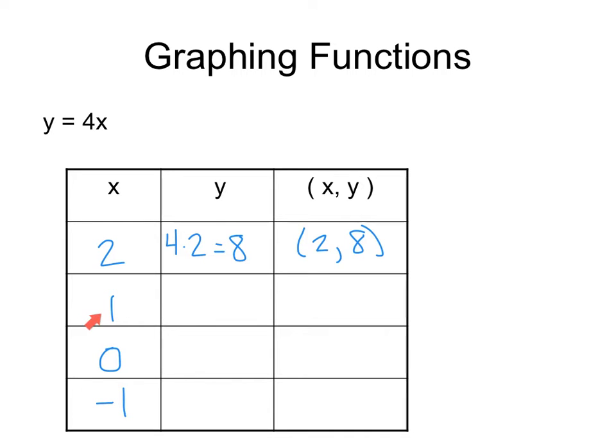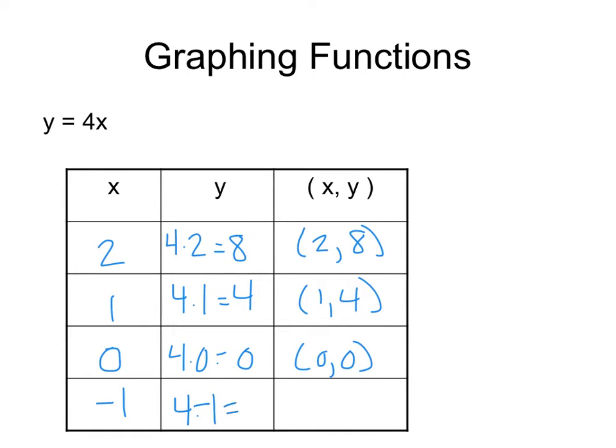All right, now let's go and put 1 in for x. So I would have 4 times 1 is 4, and then my ordered pair would be 1, 4. Now I'll put 0 in for x, and this one's easy because 4 times 0 is 0. So I have the ordered pair 0, 0. And then last, I have -1 for x. I'll put -1 in for x. So I have 4 times -1, which is equal to -4. So I have the ordered pair -1, -4.